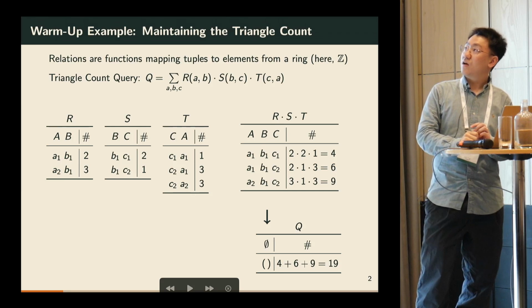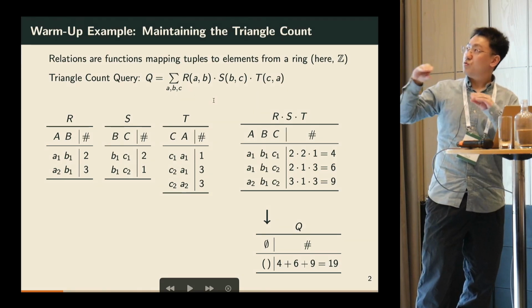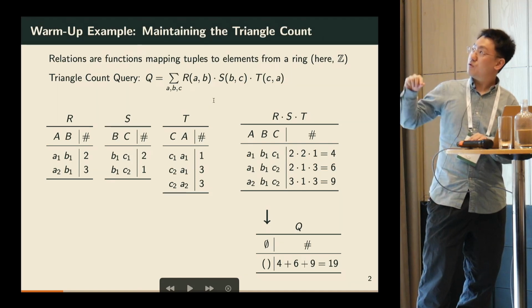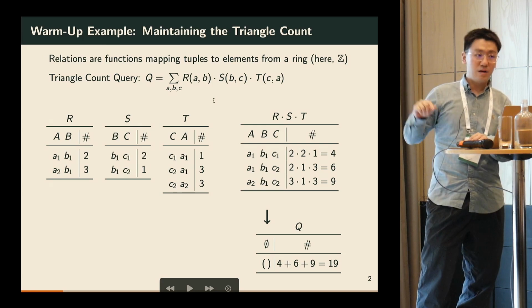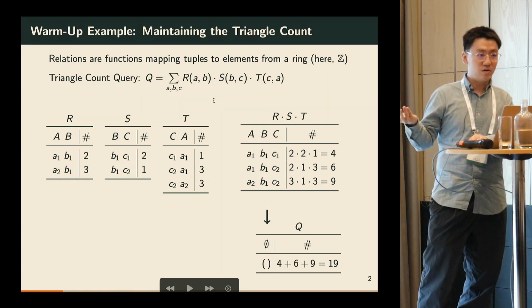And this is formulated as the formula there. We do the product of the 3 relations and sum over their variables. So this is about computing the triangle count in the database.